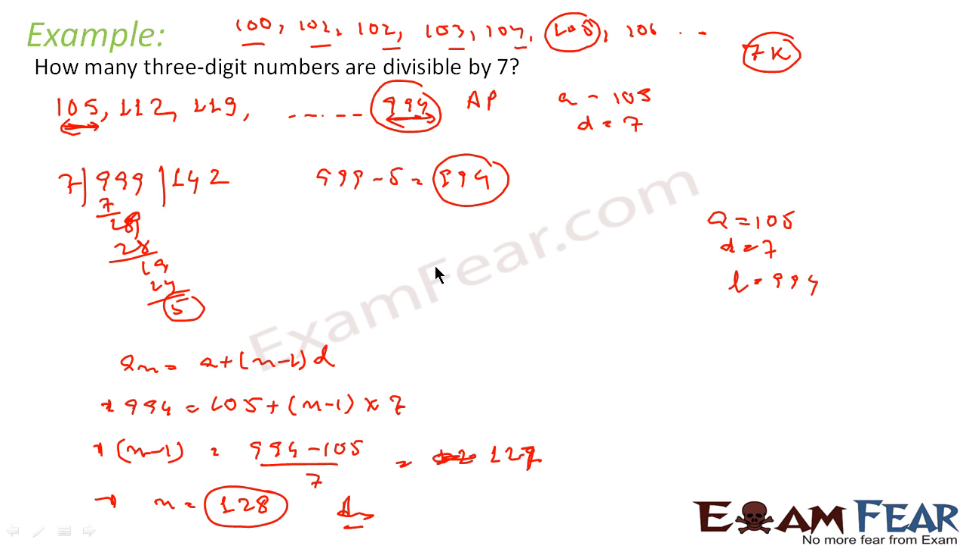Let me repeat what we have done. The trick here is we have to first find the first 3-digit number which is divisible by 7 and then find the last 3-digit number that is divisible by 7.